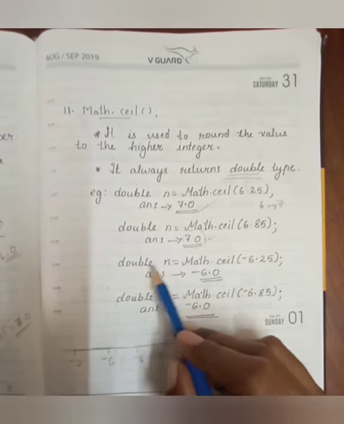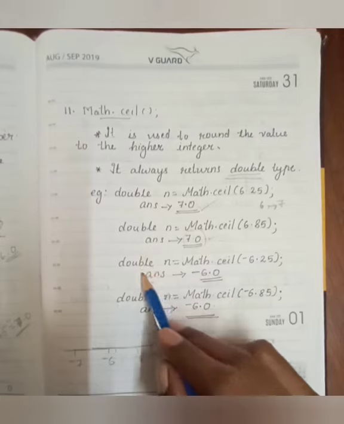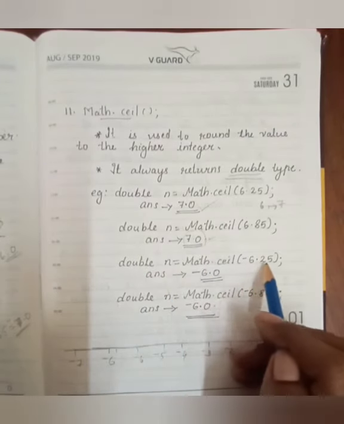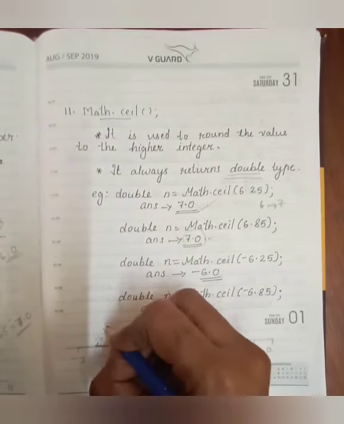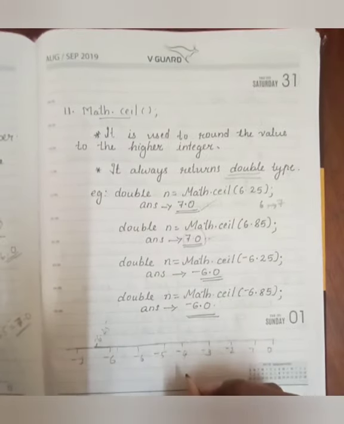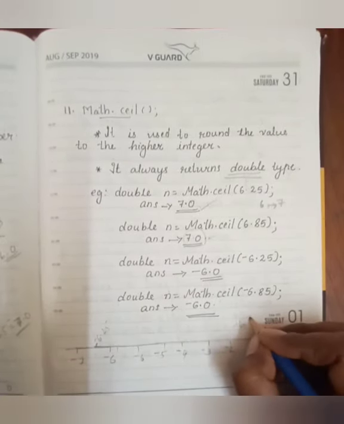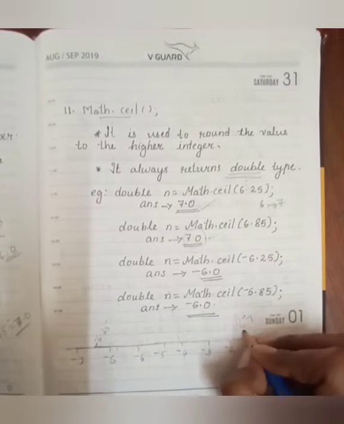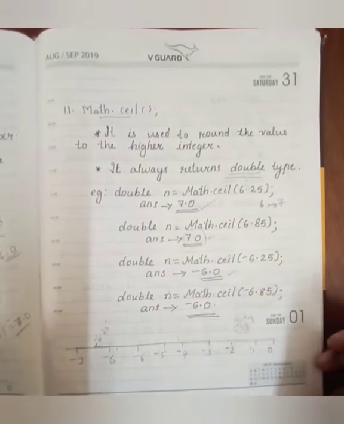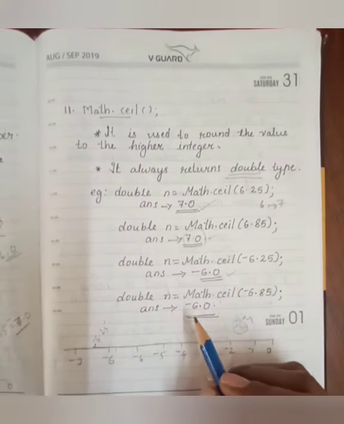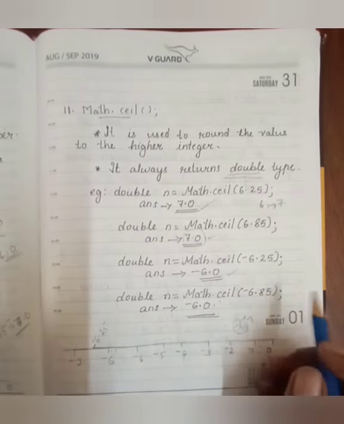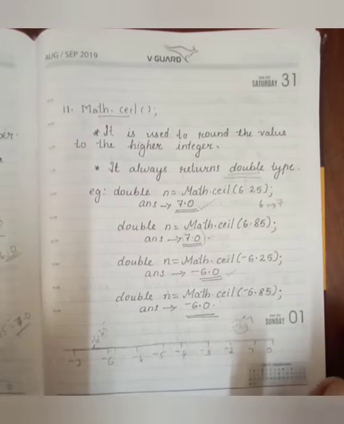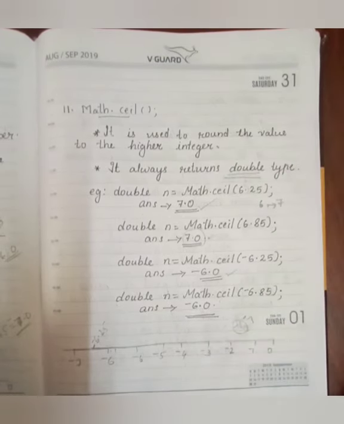And the next one, for the negative numbers, double n is equal to math.ceil of minus 6.25. Minus 6.25 is in between minus 6 and minus 7. Minus 6 is the higher integer, so the answer is minus 6.0. Then the next one, double n is equal to math.ceil of minus 6.85. Here also the higher integer is minus 6.0. Understood? Math.ceil is used to round the value to the higher integer.